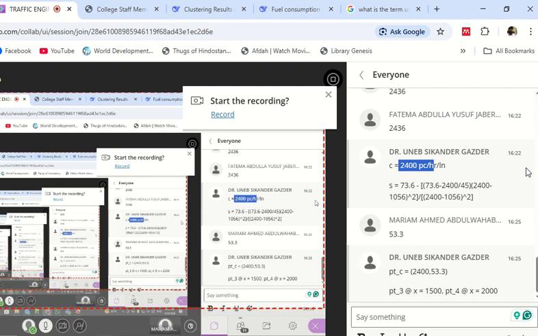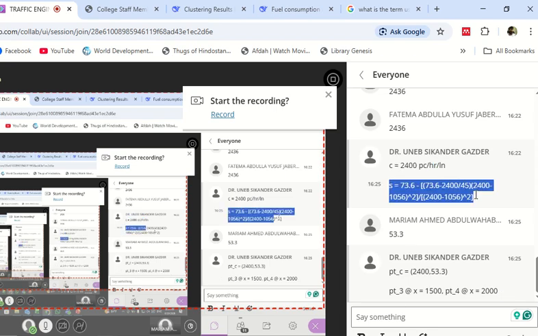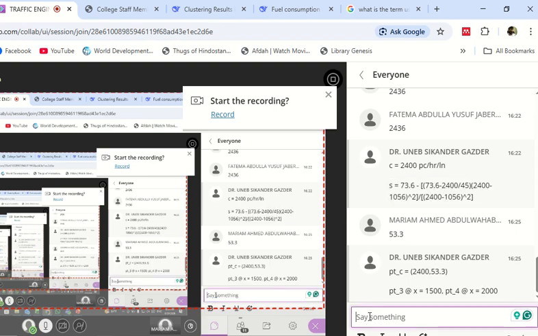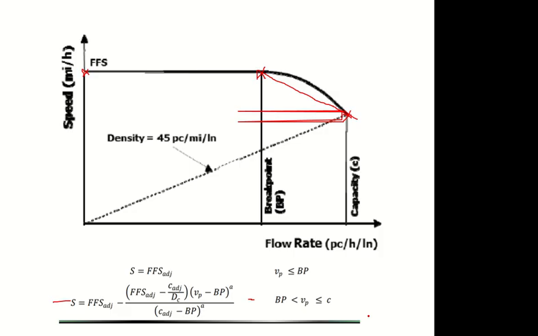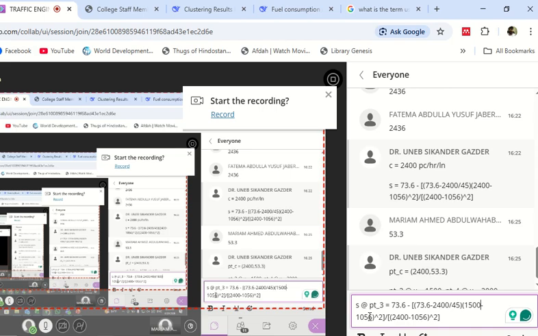Okay, but if you join capacity and breakpoint directly, it will be wrong because it will be a straight line. Okay, so these x values are my flow rates, meaning these are my VPs. Okay, and I will use the same equation with these VPs now. So S at point 3, the VP will change. Where is the VP? Here is the VP.